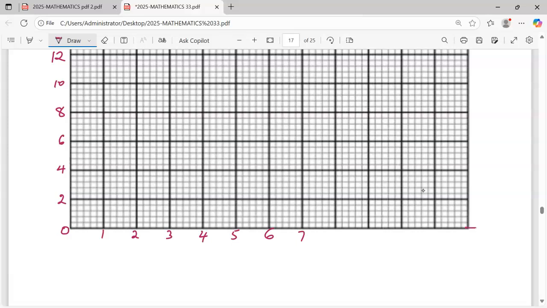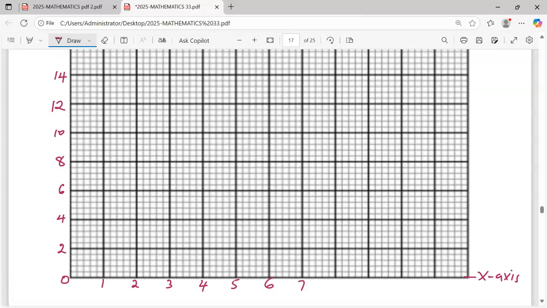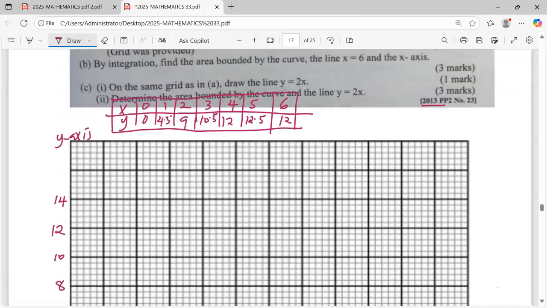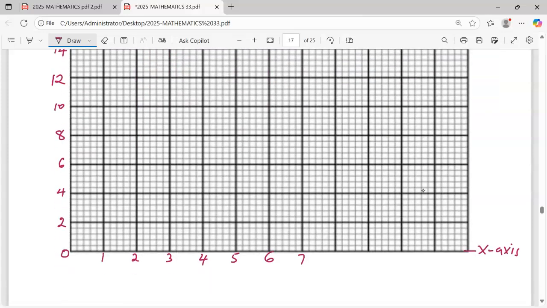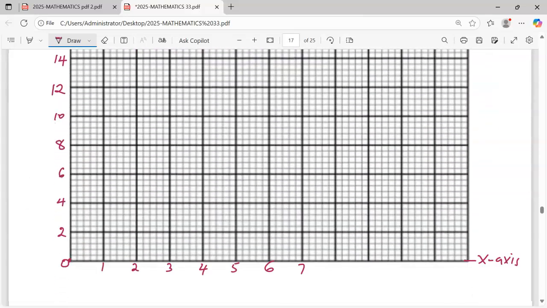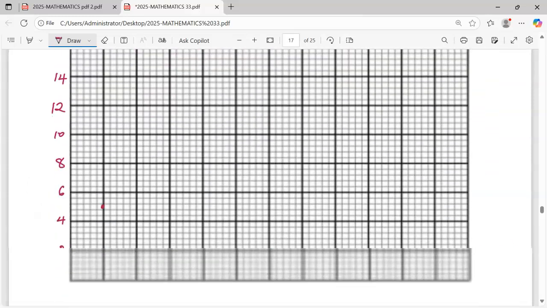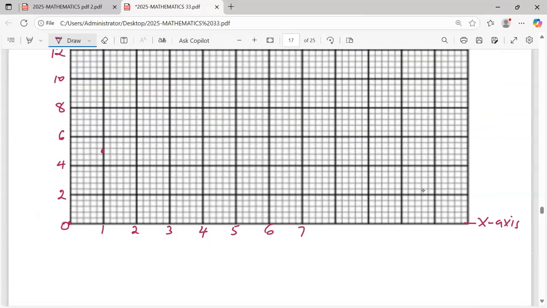This is our x-axis. And of course, the other one is the y-axis. Having done that, we can now draw that particular curve. When x is 0, y is 0, which will be at this point here. And when x is 1, y will be 4.5, which will be at this point here. When x is 2, y will be 9 at this point here.